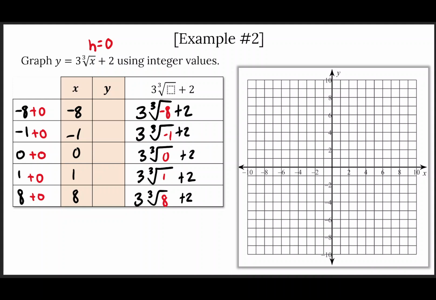I like to start in the middle row because that's where the 0 is at. I'm going to get an output of 2, then 5, 8, and -1, and -4. Once again, there's a pattern in there. Let's see if you can figure it out. Put these ordered pairs on a graph, and then we're done. -8, -4, -1, -1, 0, 2, 1, 5, and then 8, 8.